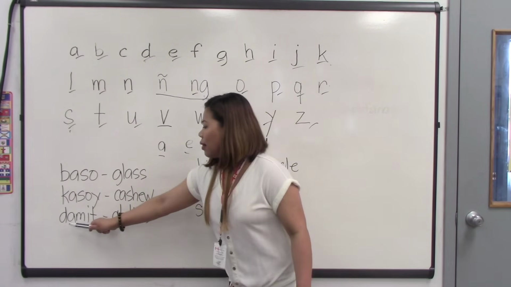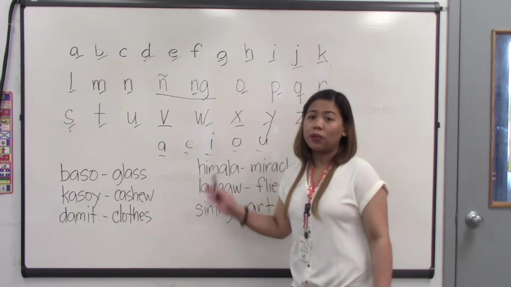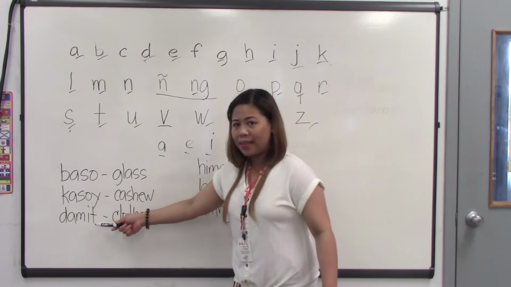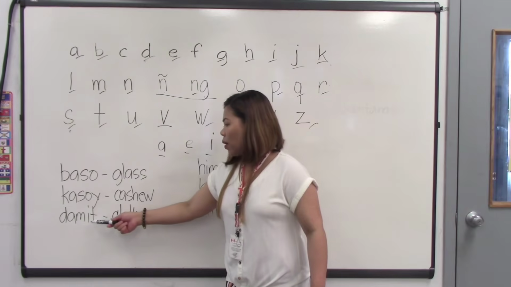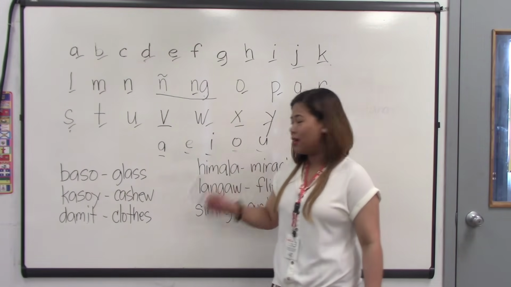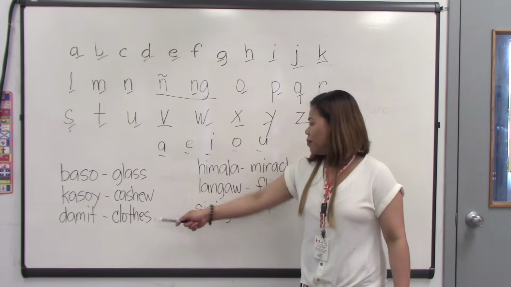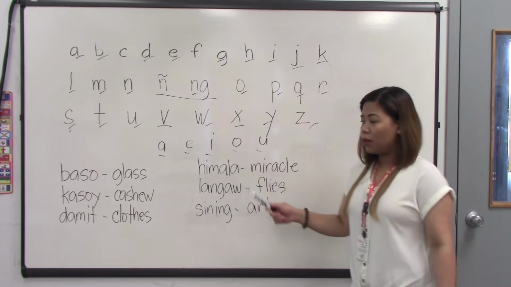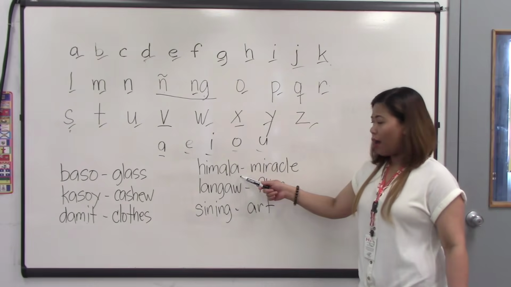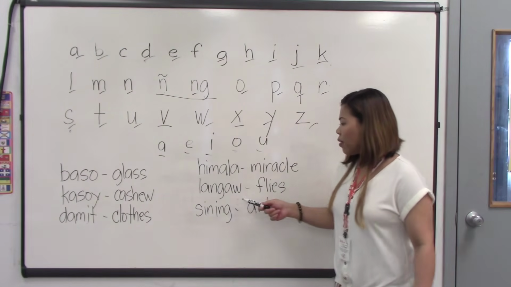Next, da and mit. So we always syllabicate it when we read it so that it'll be easy. So da and mit is damit. So it's a hard vowel sound here for the I because it's E. So it's damit. It means clothes. This one, it has 3 syllables here. Himala. Himala. And that means miracle.